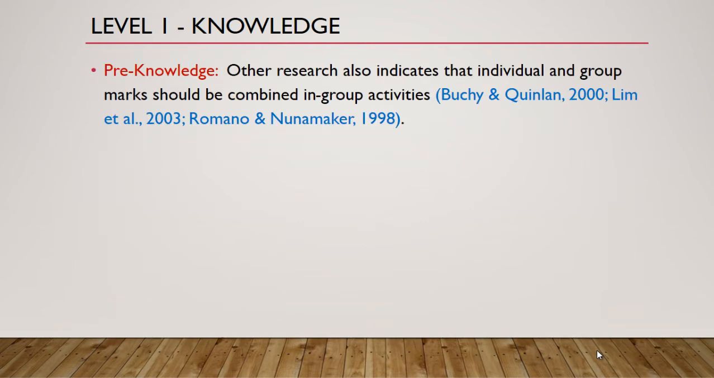Now this is an example of what I call pre-knowledge. Pre-knowledge means that it does not reach the level of knowledge itself. For example, let me read this. This excerpt is taken from these particular citations here: other research also indicates that individual and group marks should be combined in group activities. This is taken from several authors.